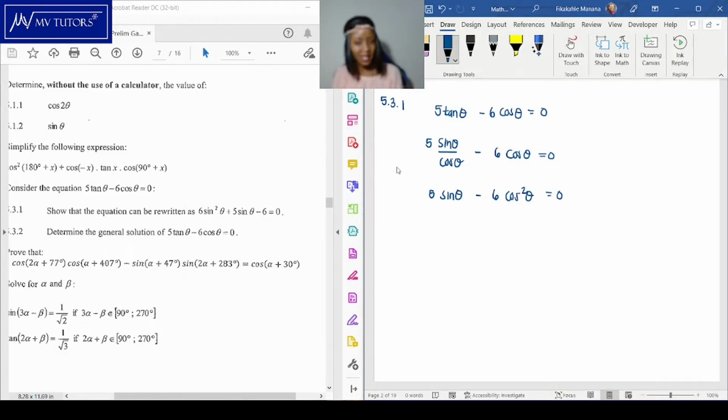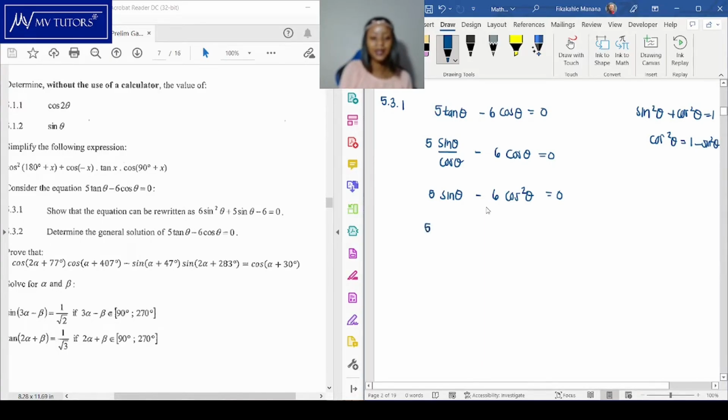Now, again, I don't see any cos in my final answer, so I'm going to go back to my identity. Remember, we know that sine squared theta plus cos squared theta is equal to 1. If I were to write cos squared theta in terms of sine, it will be 1 minus sine squared theta. So that's what I'm going to do here. I have 5 sine theta minus 6, and this cos squared theta can be written as 1 minus sine squared theta, equal to 0. And then we're going to multiply it out. So 5 sine theta minus 6 plus 6 sine squared theta.